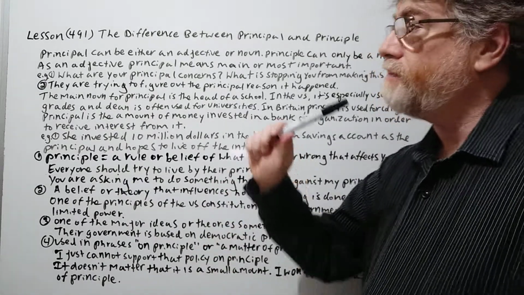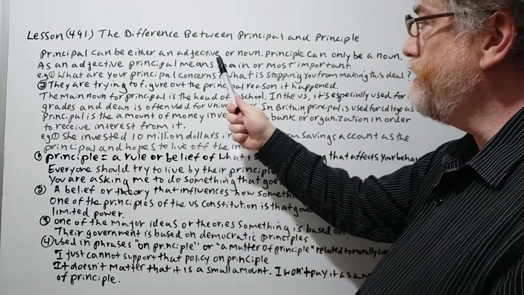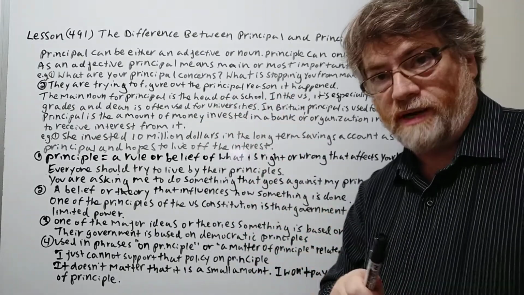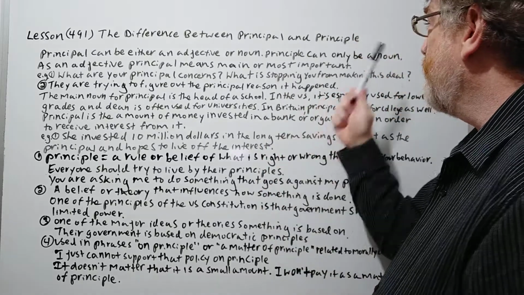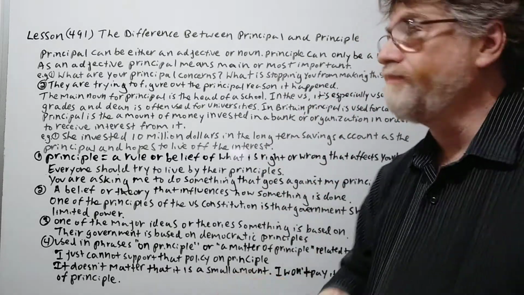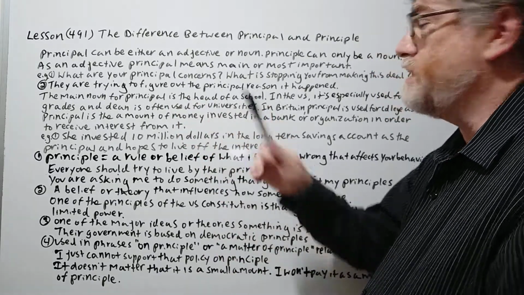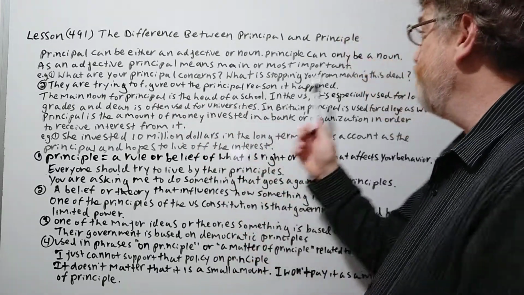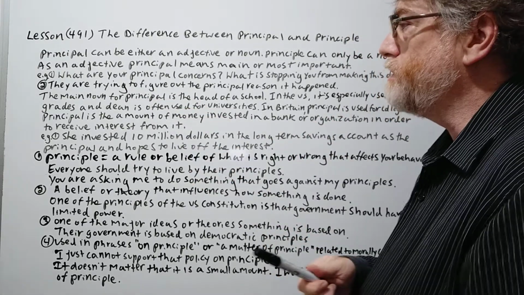All right, principal with AL can either be an adjective or a noun. Principal with the LE can only be a noun. As an adjective, principal means main or most important. And we have two examples to show just how we would use this.